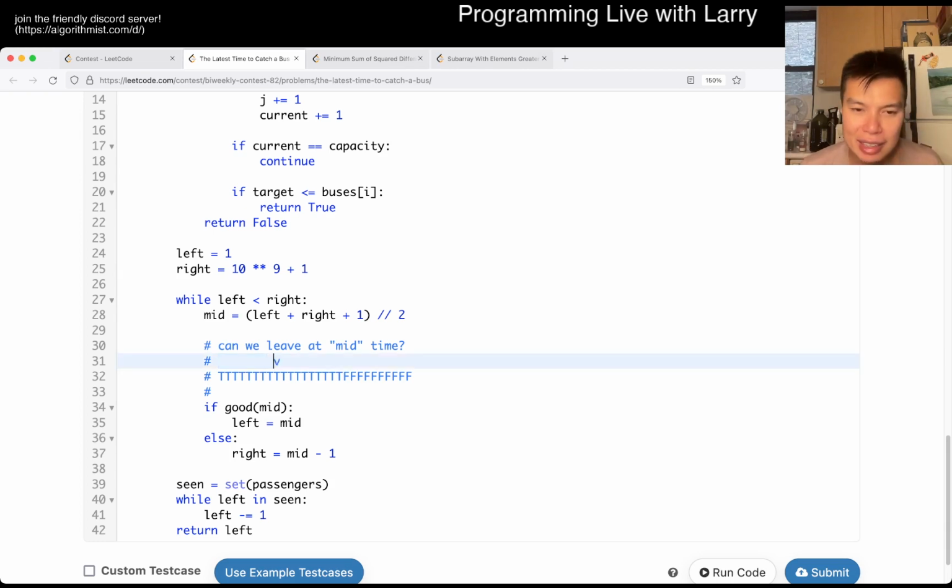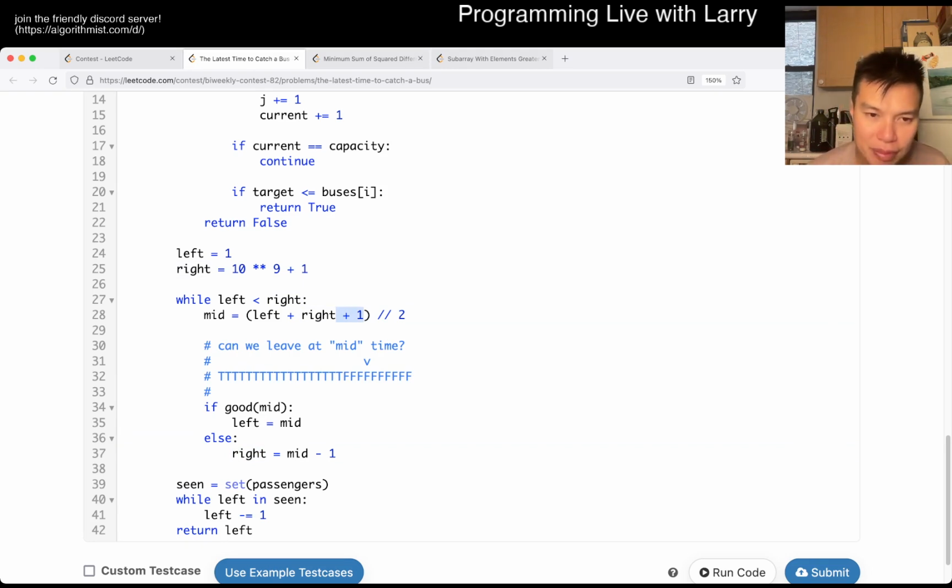And then the other case is if good of mid is false. Let's say it's here. What happens? Well, that means that mid cannot be true because we cannot leave at mid time. If we cannot leave at mid time, then everything higher than mid is also going to be false, because they're also too late. So then we try to eliminate mid and everything to the right of mid. We eliminate those by moving right to mid minus 1, and then we add one here for rounding error type things.